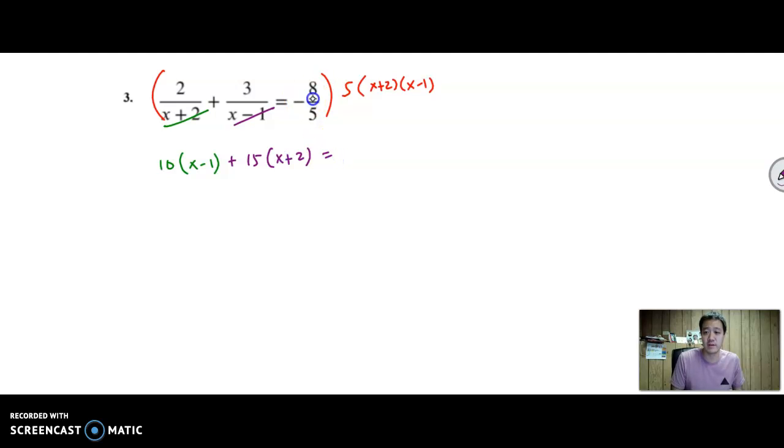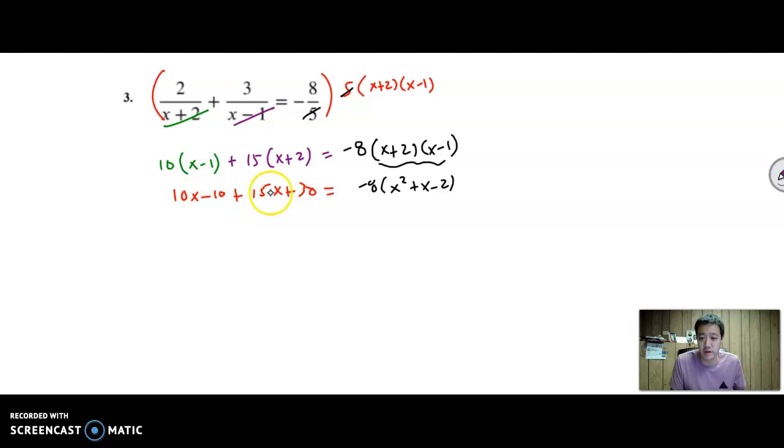And then over here, the 5's would cancel out, right? So we have -8 times x plus 2 times x minus 1, okay? So now you have to distribute everything. Right here, we have to double distribute and FOIL, and then after that, you have to distribute the -8, and then we got to solve from there.